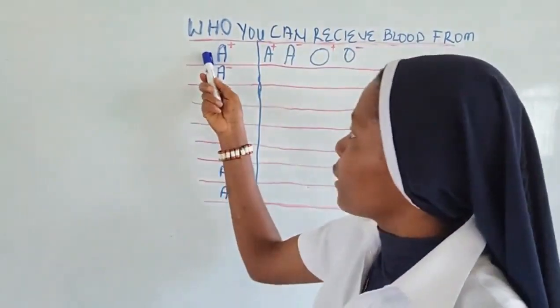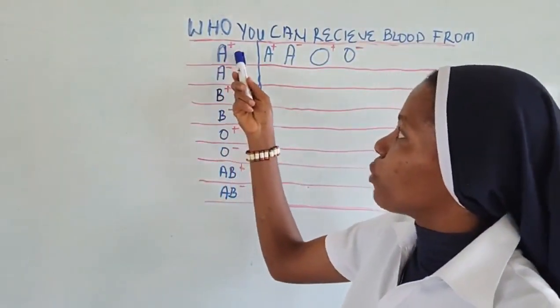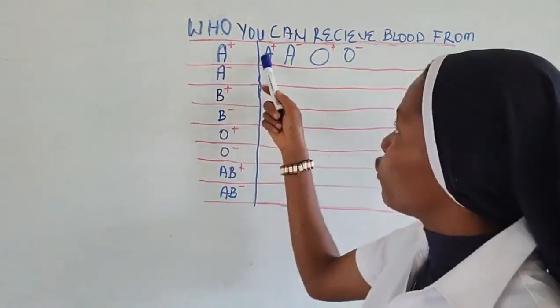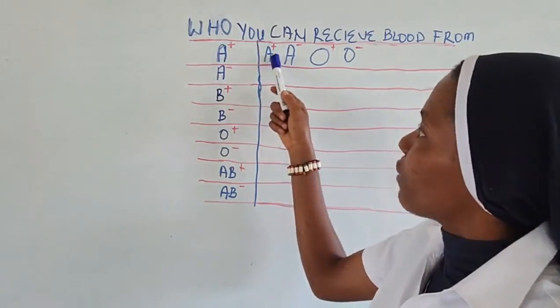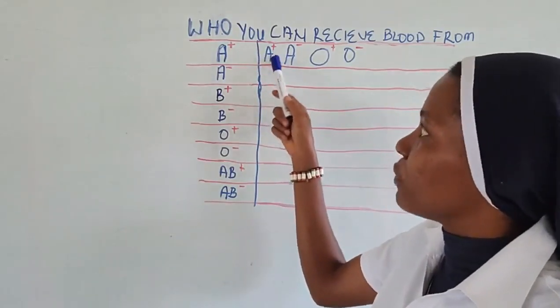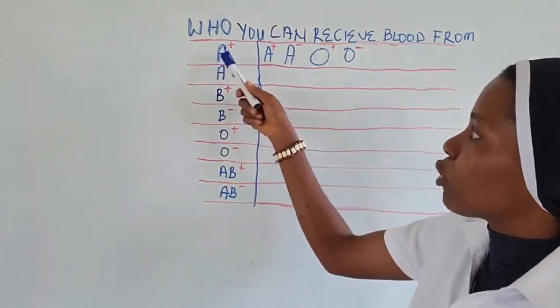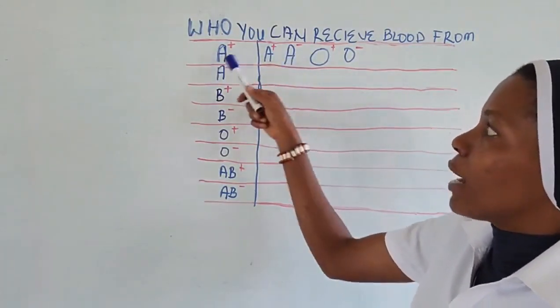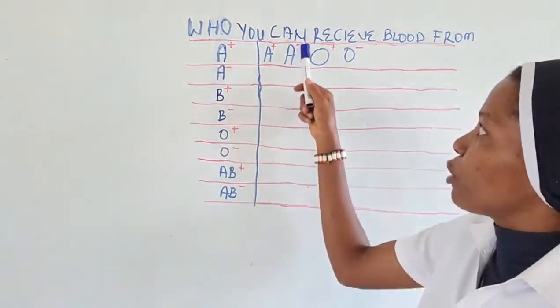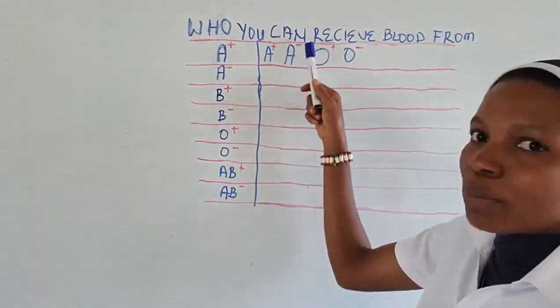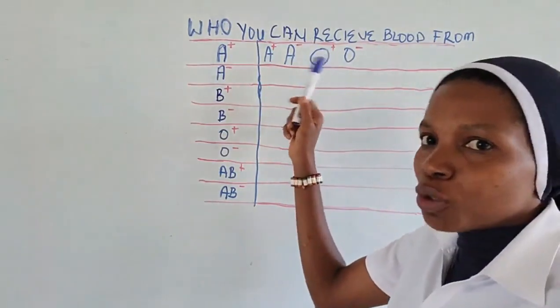If you have blood type A positive, you can receive blood from an individual who has a blood type like yourself, A positive. And you can also receive blood from an individual who is A negative. This is because of the presence of A and A here, there won't be any reaction. And because there is no Rhesus factor present, there will also be no reaction.